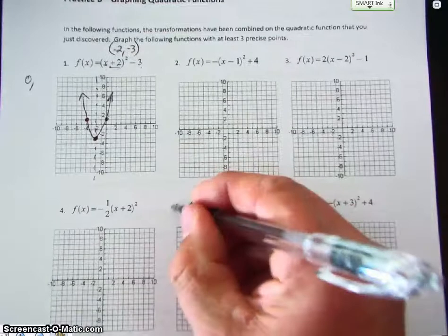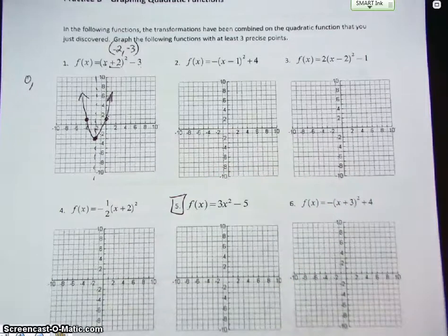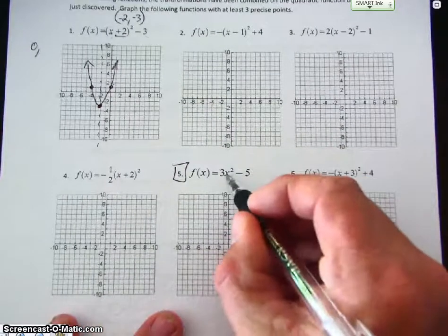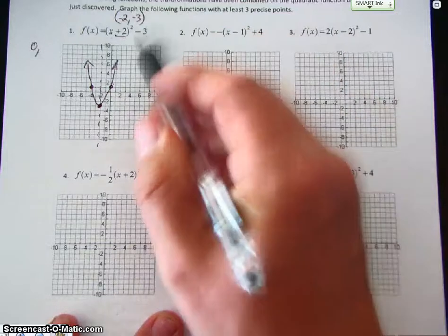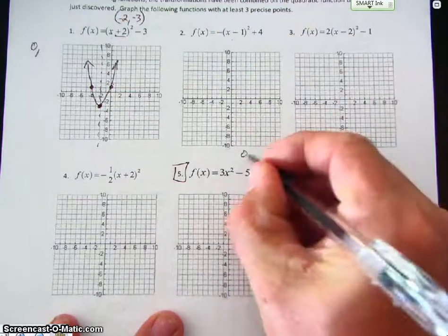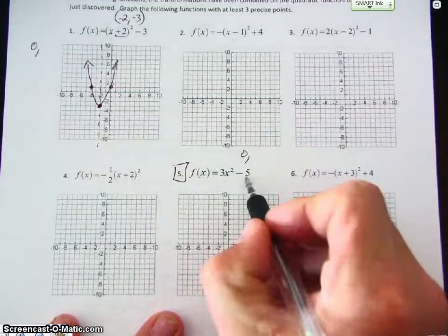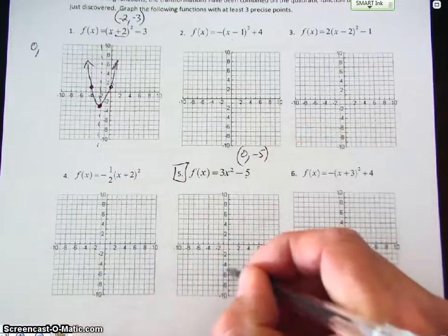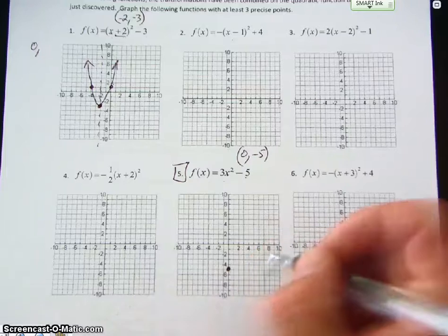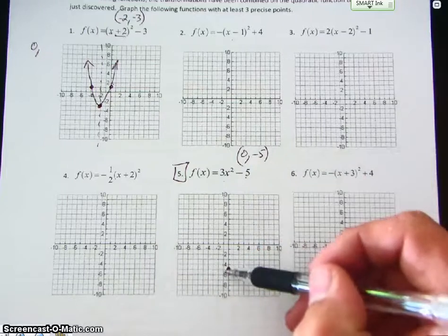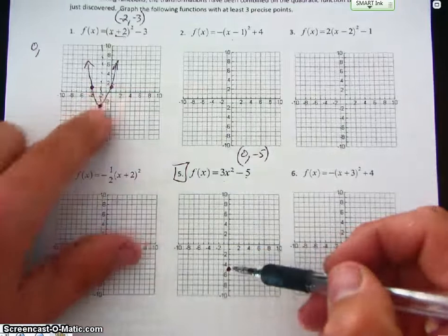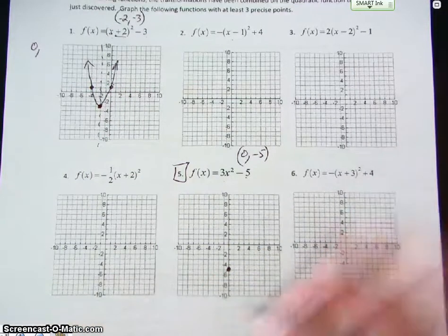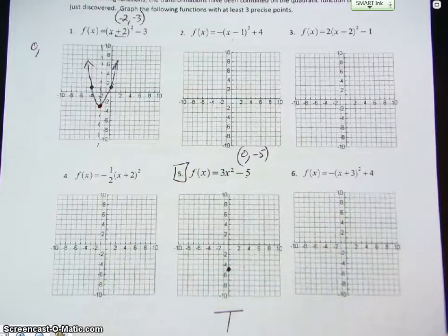Let's do number 5. Okay, vertex, you notice there's only x with the square. There's no h inside there, like all the other ones. So that means it's 0. And my k is -5. So 0, -5, there's my vertex. Now you notice my vertex is the same as the y-intercept. Because here they were different, I was able to use both of those in the graph. Here, I don't have that luxury, so I have to pick another value for x.